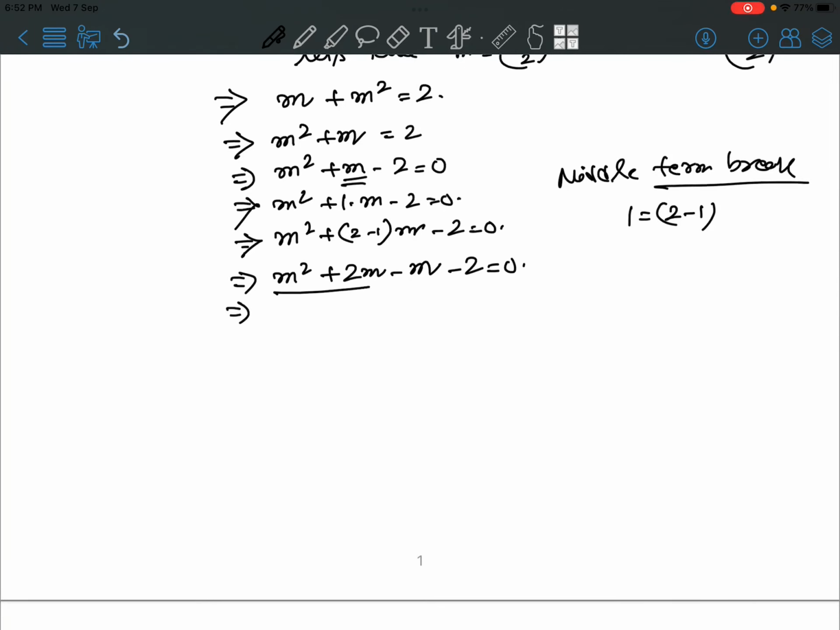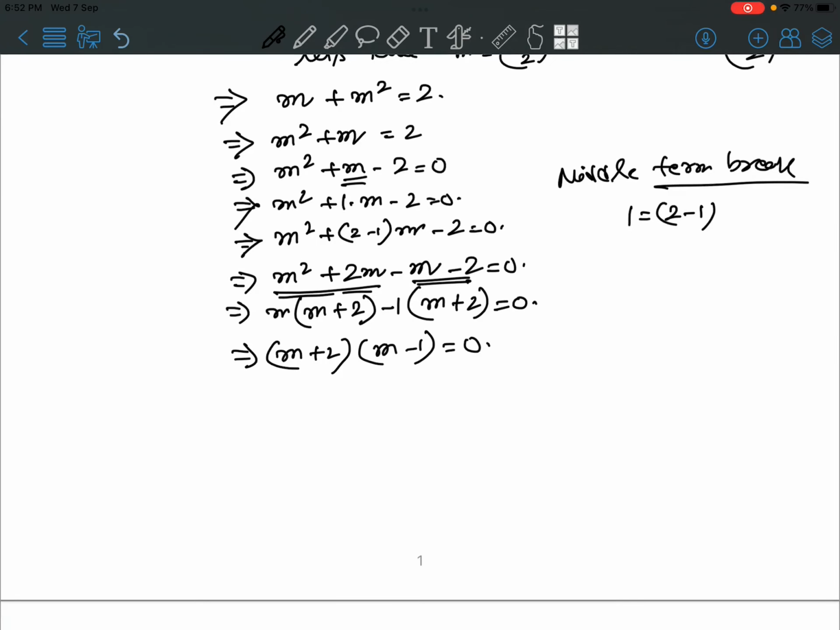Now we can take m as a common factor from the first two terms. So m common, what will be in the parenthesis? m plus 2. Now we are going to take minus 1 as a common factor from the last two terms. Within the parenthesis we will get m plus 2. Now we will factor out m plus 2. The rest is m minus 1 equals 0.